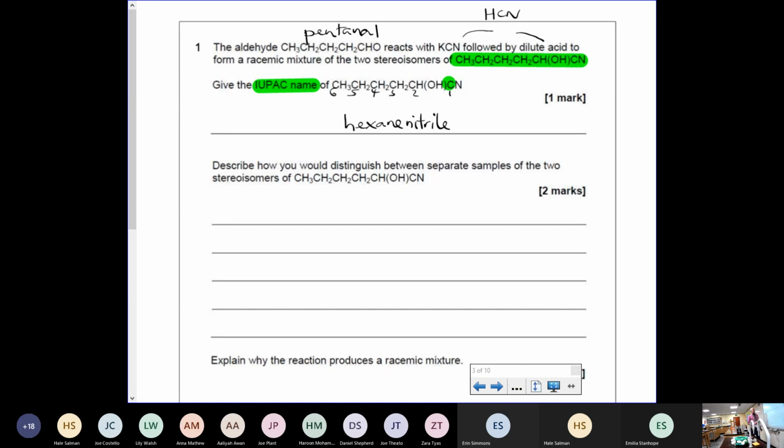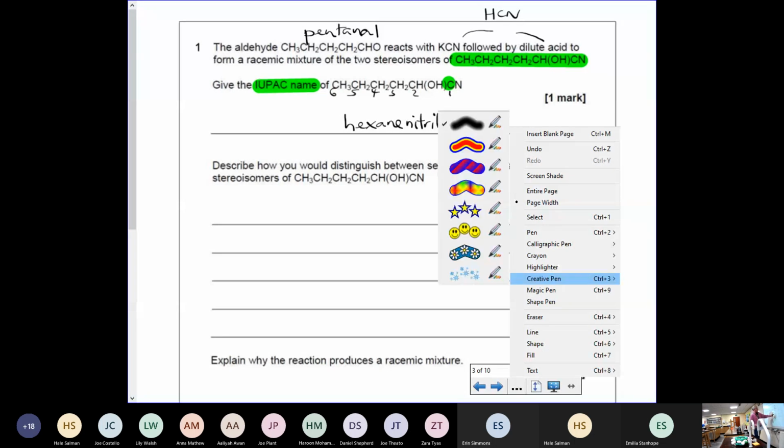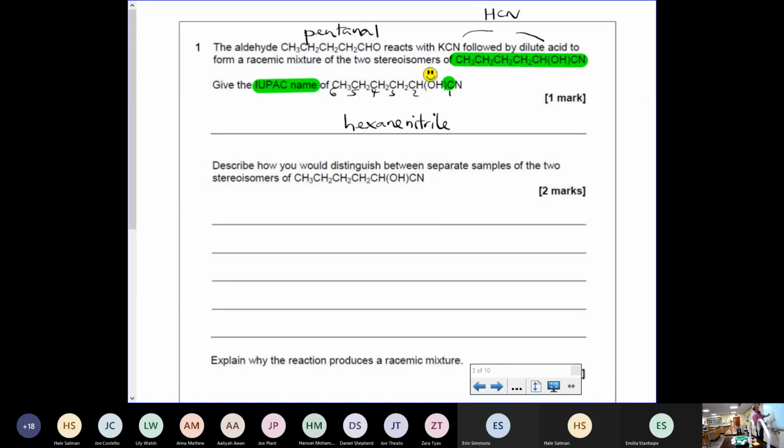Now you might say, why hasn't he put a number with hexane nitrile? You don't need to. By default, the nitrile group is going to be at the end of the longest chain, and that is carbon number 1. But there's something that we haven't actually included in the name yet. So let's not forget about that OH group. So that OH group is actually attached to carbon number 2. So to give this its full IUPAC name, we have 2-hydroxyhexane nitrile.